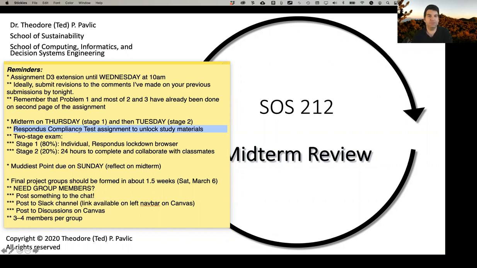And all you have to do to unlock that module is take the Respondus Lockdown Browser compliance test, which is just a one question quiz that you have to take in the Respondus Lockdown Browser to just show me that that's working for you technologically, and then you'll get access to those materials. So make sure that you take advantage of both of those things this week, and preferably before the midterm.